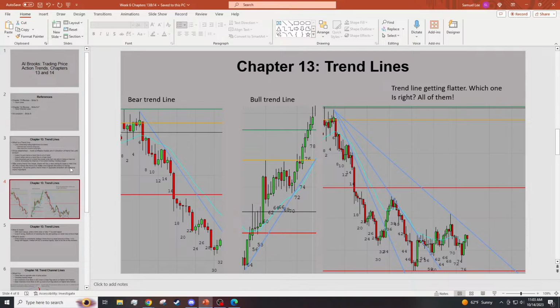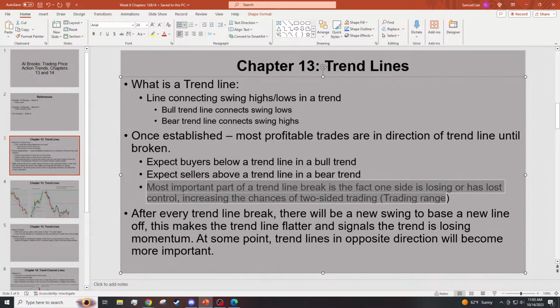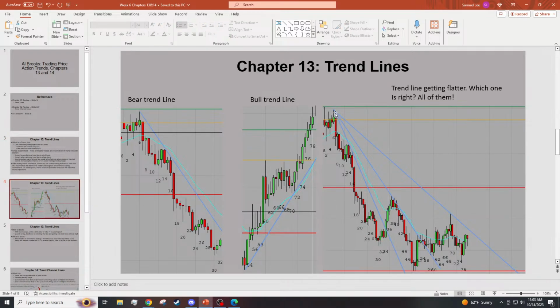If you go back to this previous slide, every break there's a new swing to base a trend line off of, and even though one side breaks a trend line, it increases the chances of two-sided trading, and that side's losing control of the market, right? So this is Friday's action in the NASDAQ, and this very bottom trend line you can draw after two touches, right? So you want at least two. You can draw all the way down, and we're just following this trend. And here's a third touch, and it gets broken. Even though it was never retested, it has followed through, so it's a good bull breakout.